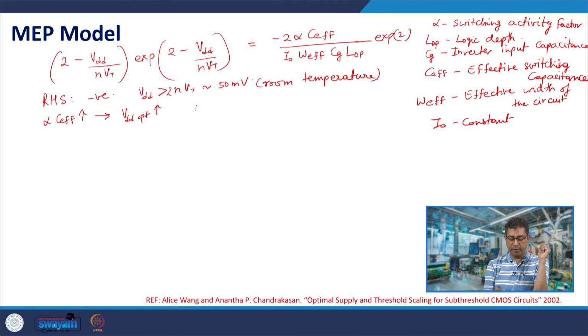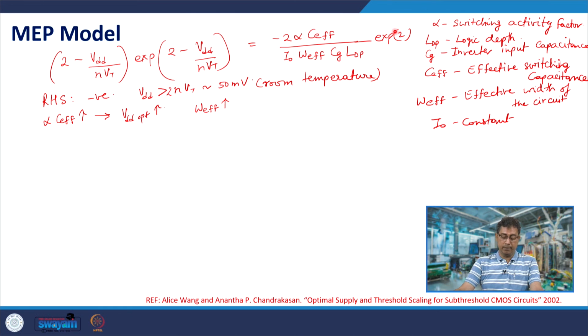What about W effective? When W effective increases, what happens? You find that the exponent, so the negative value here, increases in magnitude. It means this should be negative, but the value of VDD by NVT should increase, so that the negative exponent increases, this reduces in magnitude, and this also reduces in magnitude.